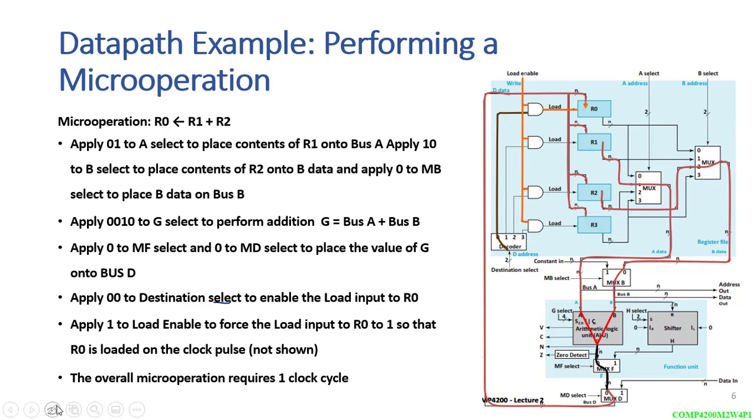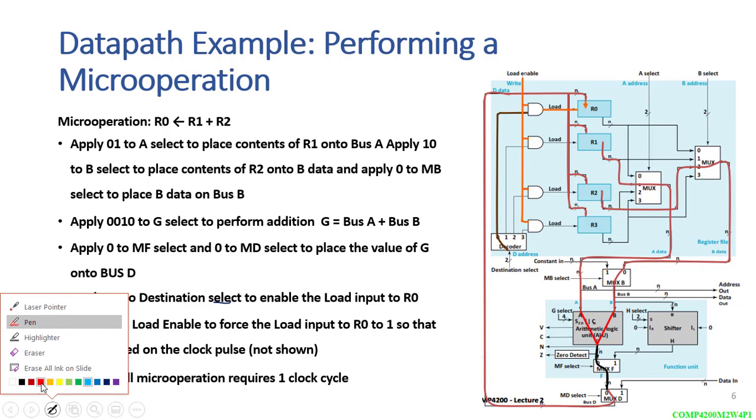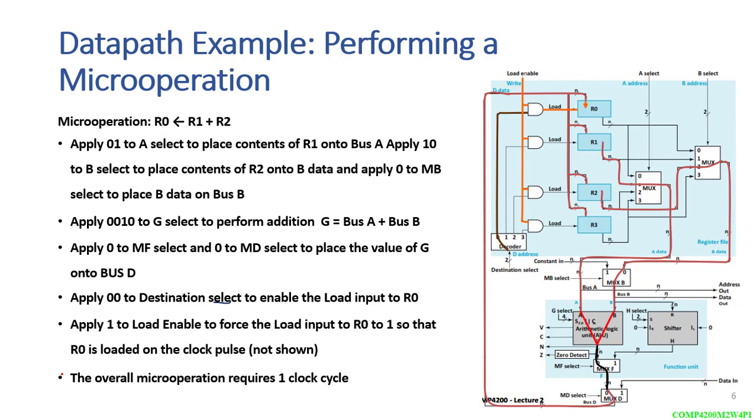So let's say that we want to sum two signals, R2 plus R1, and put the result into R0. So first of all, we are going to apply 0, 1 to select A. 0, 1 to select A means we are going to select R1. Remember, it's a multiplexer. Once you put 0, 1, you are going to select R1. And we are going to put 1, 0 into select B.